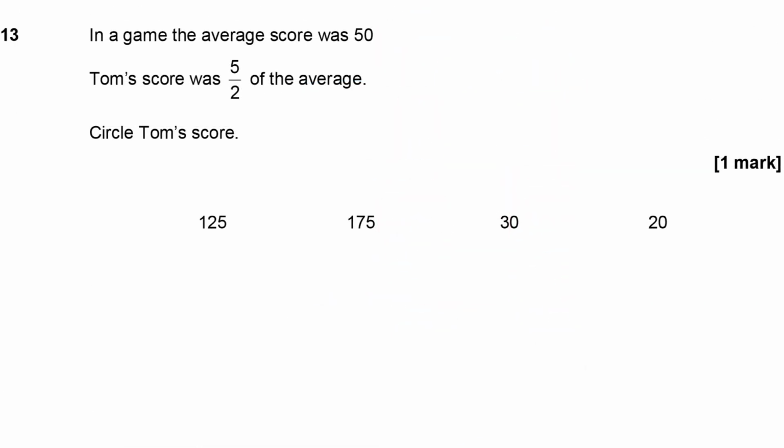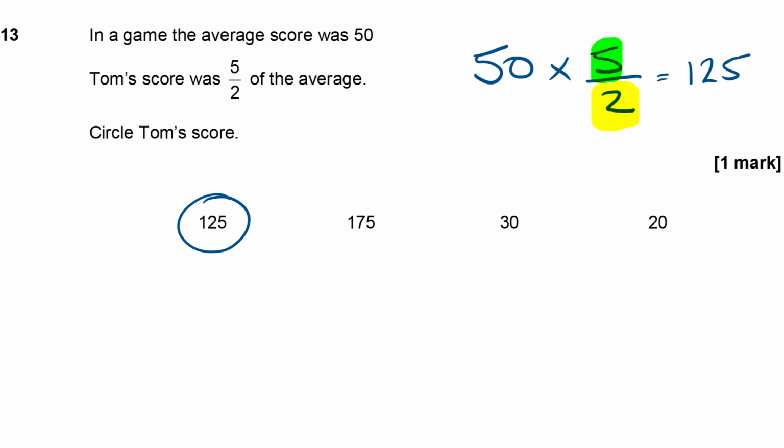Tom's score was 5 halves of the average. Circle Tom's score. So in other words, we're taking 50 and we're multiplying it by 5 over 2, 5 halves. So when we do that, we have to first divide by this new denominator. So 50 divided by 2 is 25. And then we multiply by that top number. 25 times 5 is 125. So it's that one there.